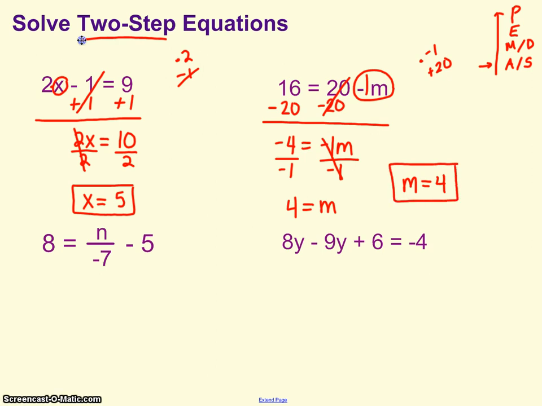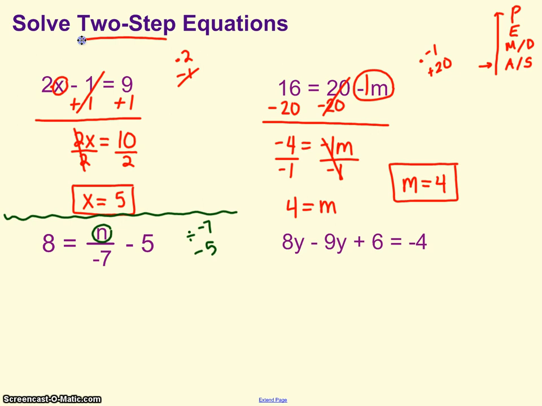Alright, so far so good. Next line we have 8 equals n over negative 7 minus 5. So here's our variable on the right side. Let me separate that a little bit. So what's happening to n? Well, n is being divided by a negative 7. And what else is happening? We are subtracting 5. Not looking at the 8 at all, I'm only looking at the side where the variable is.